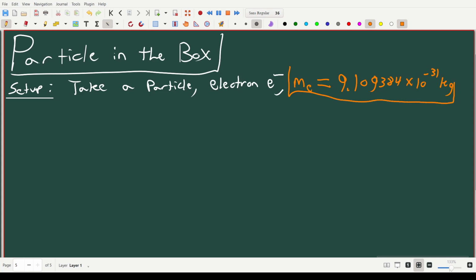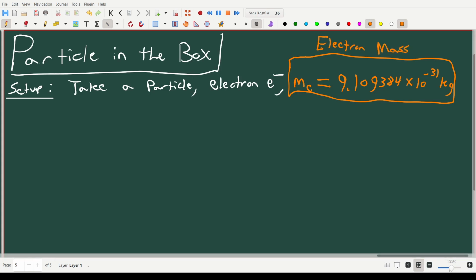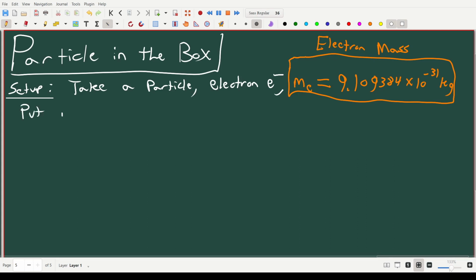All right, this is the mass of the electron, roughly. There's more digits, but I'm not going to write them. When you see m sub e, that means the mass of the electron. We're going to take this particle and put it in a 1D box.